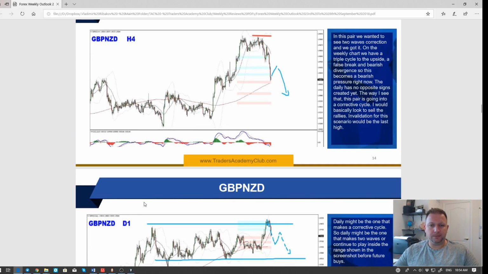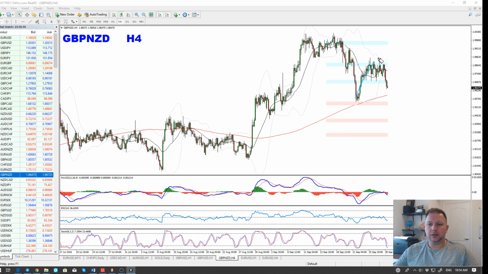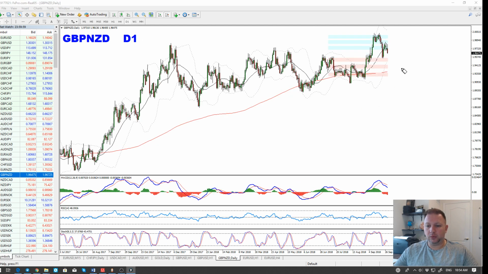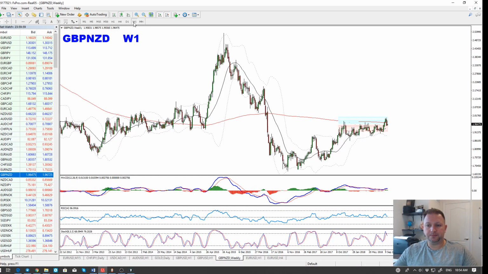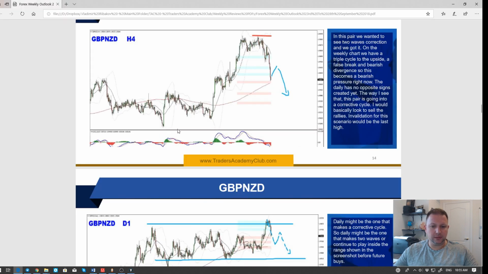Pound kiwi, our goal was sell the rallies. This is the pound kiwi, we got the rally, we're getting the sell. From my point of view, the structure now starts to be lower lows, lower highs. The way it looks right now, the pair is in a corrective cycle. I would expect two waves on a daily chart. Therefore, pound kiwi from my point of view is still bearish. There is nothing against us on the 4-hour chart and daily, so we can go all the way from here or slightly rally before. Invalidation for the sell zone is right here. So this is the pound versus the kiwi, was and remains bearish.